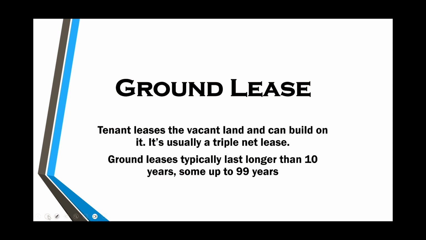Ground lease, as the term says, you're leasing the ground, you're leasing the earth. So this is where the landlord, the landowner, leases a vacant land. The tenant takes that land and builds on it. In this situation, they usually have a triple net lease. And so, after building on the property, the tenant is responsible for all maintenance on the building, responsible for the taxes, insurance on the building, all of those things. The landlord is just collecting rent.